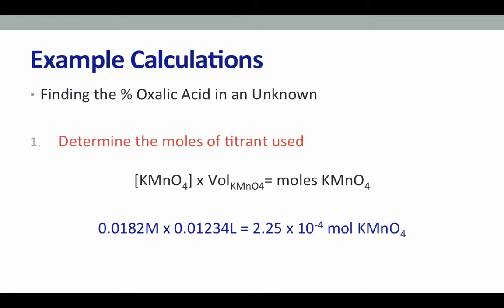You will begin by determining the moles of titrant used. In this case, we now know our concentration of potassium permanganate. We found it when we standardized it. And so we will use the known concentration of permanganate and the volume of permanganate that we deliver out of our burette to find the moles of potassium permanganate.